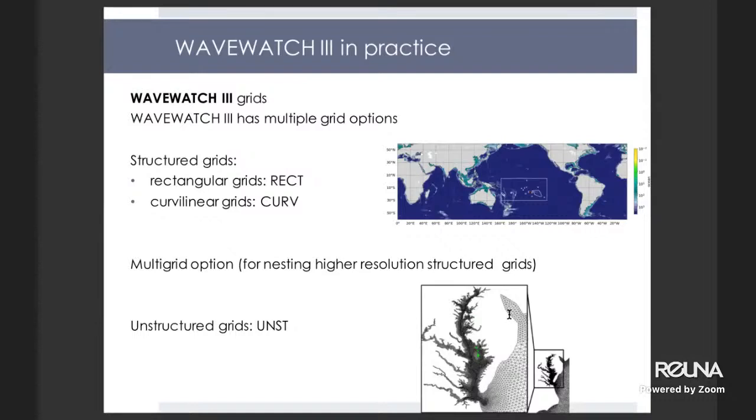So there are structured grids, which can be rectangular grids or curvilinear grids. Using these structured grids, there is a multi-grid option. So basically, you can do nesting with this multi-grid option. Here on the right, you have an example of a simulation that I've run with a global domain at ½ degree, a South Pacific domain at ¼ degree, and multiple little domains around French Polynesia that are run at 5 km resolution. So basically you can do stuff like that.